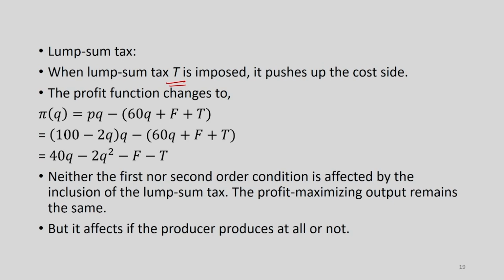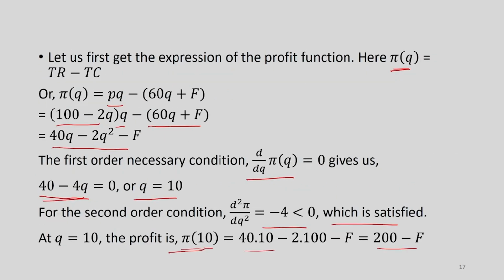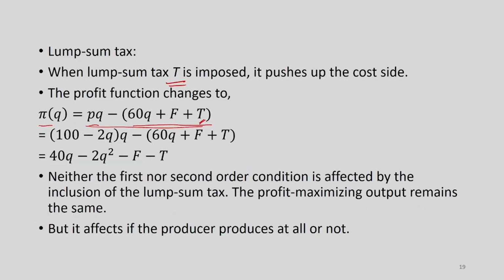So, in this case, the profit function has changed. It has changed to this: the total revenue is PQ minus the cost, and you can see in the cost there is an additional term. It is plus T. So, earlier it was just this much, 60Q plus F. Now it is 60Q plus F plus T. And I can simplify this to this expression: 40Q minus 2Q square minus F minus T.